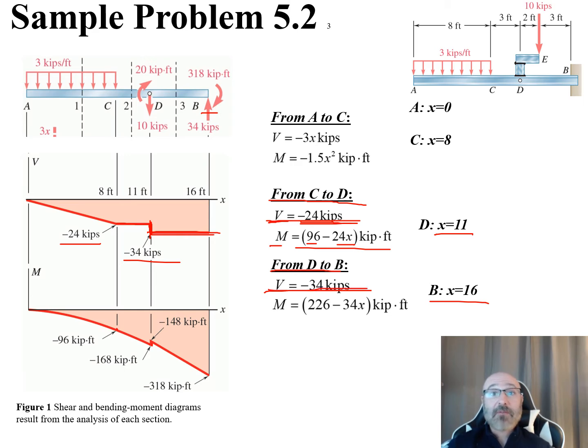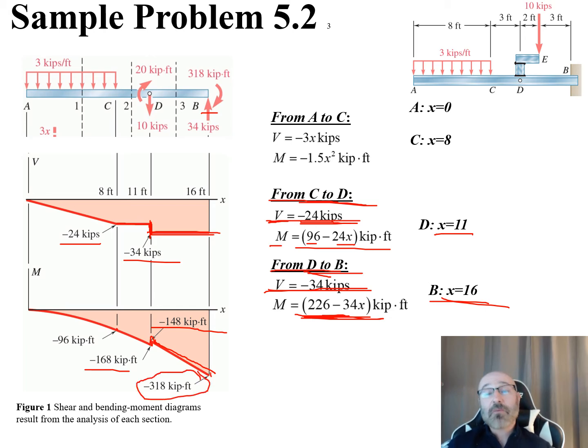Now our moment follows this relationship down here, -226 minus 34x. So we see that value right there linearly increasing like that as well. We see that little step down as it goes from -168 back here between C and D. As soon as we get to D and go from D to B, it drops down to this value of -148 kip feet right there. Because we start right there, we plug into this relationship right here to jump it like that. And then it goes all the way until we plug in x equals 16 at the top right here, giving -318 kip feet right there.